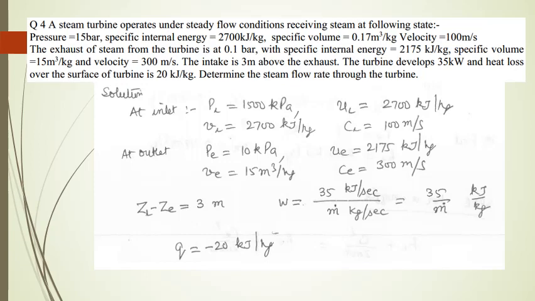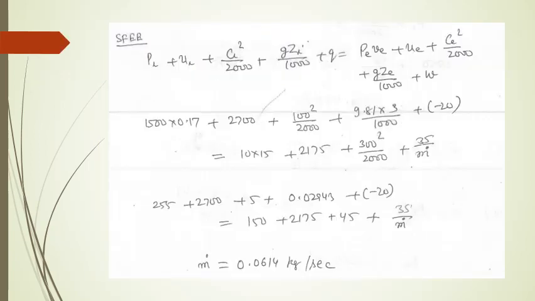As I have told you, in the steady flow energy equation you have to write each and every term in kilojoule per kg, and the heat transfer, which is basically loss, is 20 kilojoule per kg, and we have put a negative sign as it is the heat loss. Now this is the steady flow energy equation written, and you have substituted the values of all given parameters, and the only unknown was m dot, that is mass flow rate, and that comes out to be 0.0614.